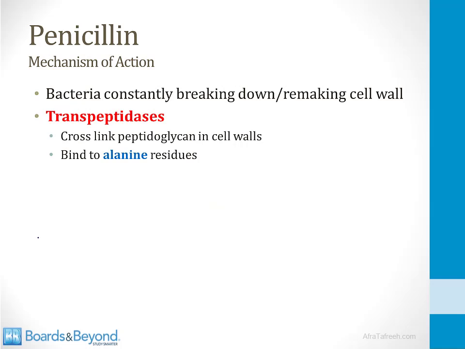I'm going to spend a few slides now discussing how penicillin works against bacteria, and if you understand the mechanism of action of penicillin, then you understand the mechanism of action of all beta-lactam antibiotics because they all work the same way. So bacteria are constantly breaking down and remaking their cell wall. The cell wall is not a static structure, it's constantly in flux. And bacteria have important enzymes called transpeptidases which cross-link the peptidoglycan in the cell walls, and they do this by binding to alanine residues. Recall that alanine is an amino acid, and there are alanine residues that transpeptidases bind to and cross-link in order to make the cell wall secure.